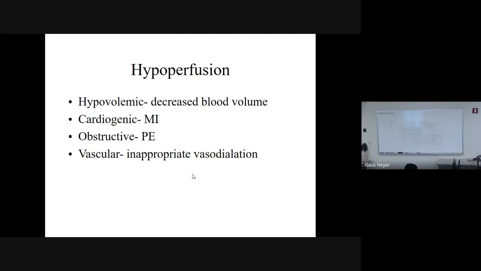Second one is something like a heart attack, cardiogenic. MI is myocardial infarction. So an MI is a heart attack. So something like a heart attack, right? The pump's not working. So therefore you can't pump blood around the body like you did before. That will cause shock.